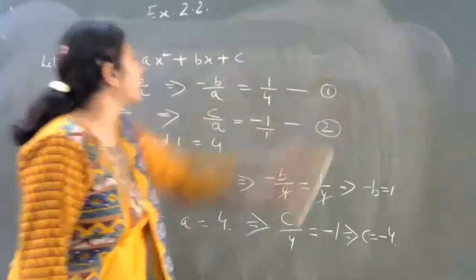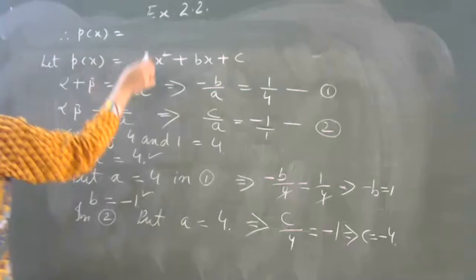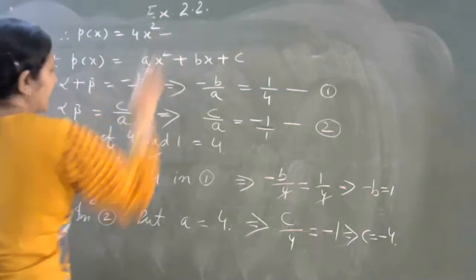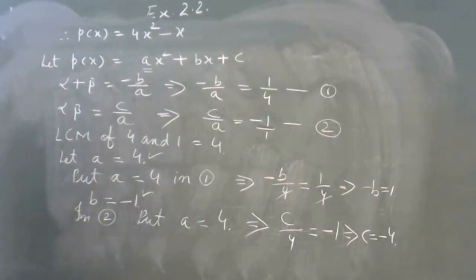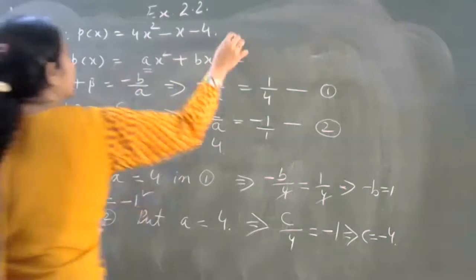Now substitute all the values a, b, c in the polynomial p(x). So therefore p(x) is equal to a, value of a is 4x square, value of b is -1 into x, minus x, then plus c, that is -4. So it is the answer.